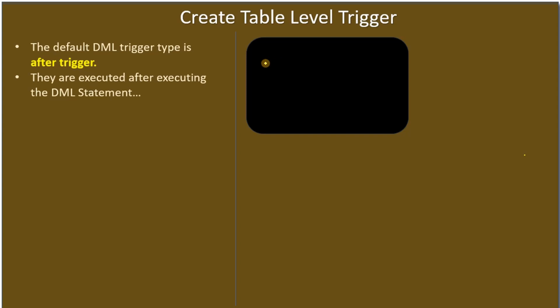So for now, we will take a table, right? And we will assume that we are executing a delete statement here. So what happens? It will execute the delete statement first, and after that it fires the trigger and runs the trigger body, right? So that's why we call this an after trigger.